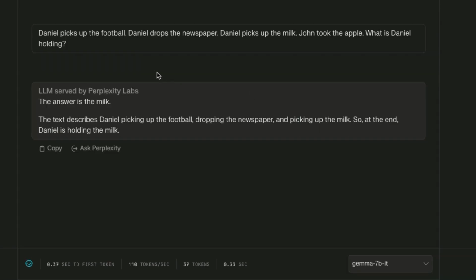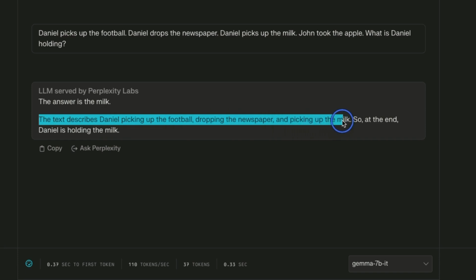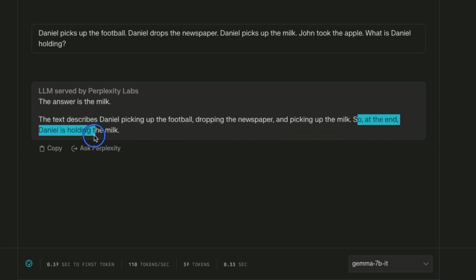Now, can Gemma keep track of multiple objects? So the prompt is: Daniel picks up the football, Daniel drops the newspaper, then Daniel picks up the milk, John took the apple. What is Daniel holding? And similar to other smaller models, it's actually not able to follow all the objects. So it says the answer is the milk. Then it goes on to say, the text describes Daniel picking up the football, dropping the newspaper, and picking up the milk. So at the end, Daniel is holding the milk. So somehow, it completely forgot about the football.